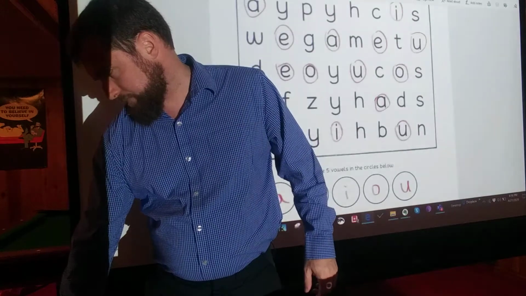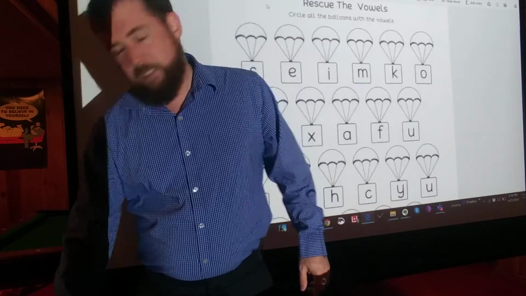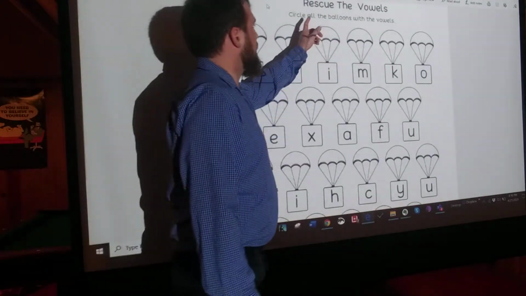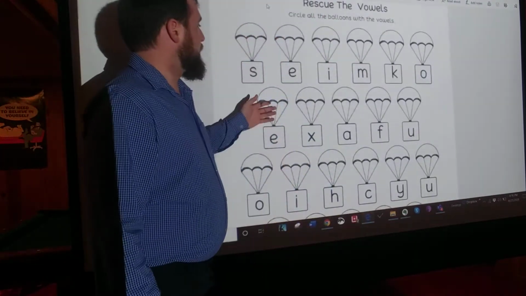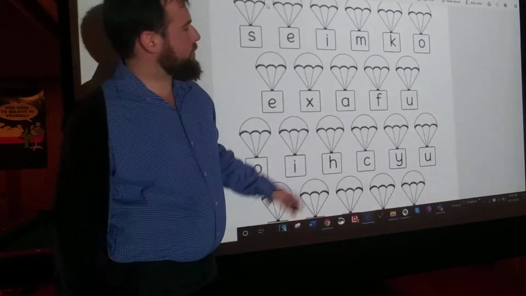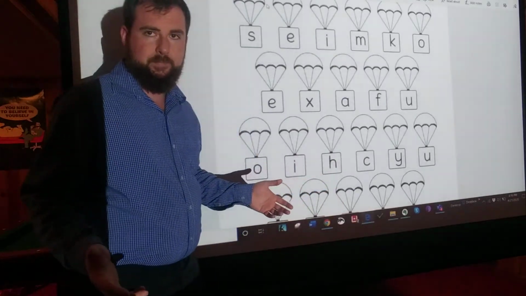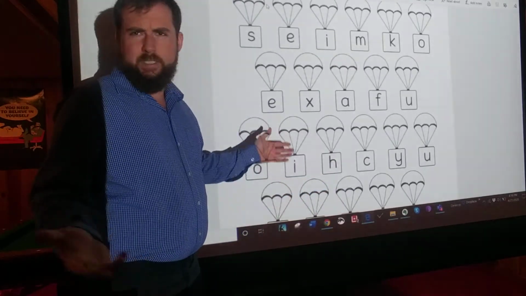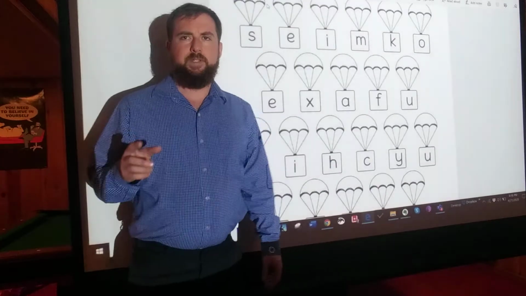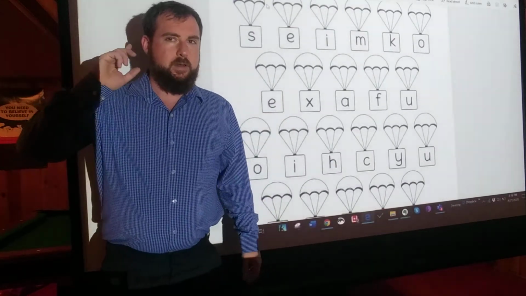Okay, next. Let's take out our next page. Again, this one is pretty much the same thing. It says rescue the vowels. Just go through it again, circle the vowels. Pretty straightforward. Circle all the letters that are vowels. Do not circle the letters that are not vowels, okay? So, pretty much the same as the last one. Pause the video and work on the worksheet, all right? So pause the video now.